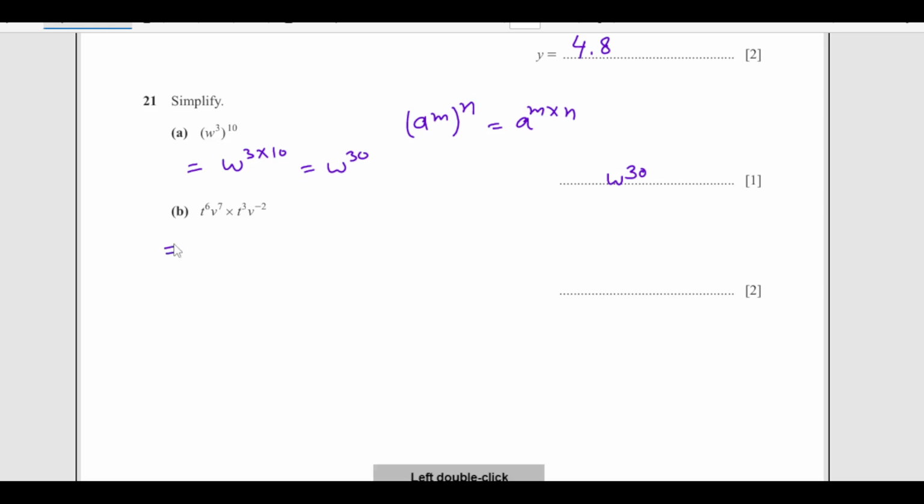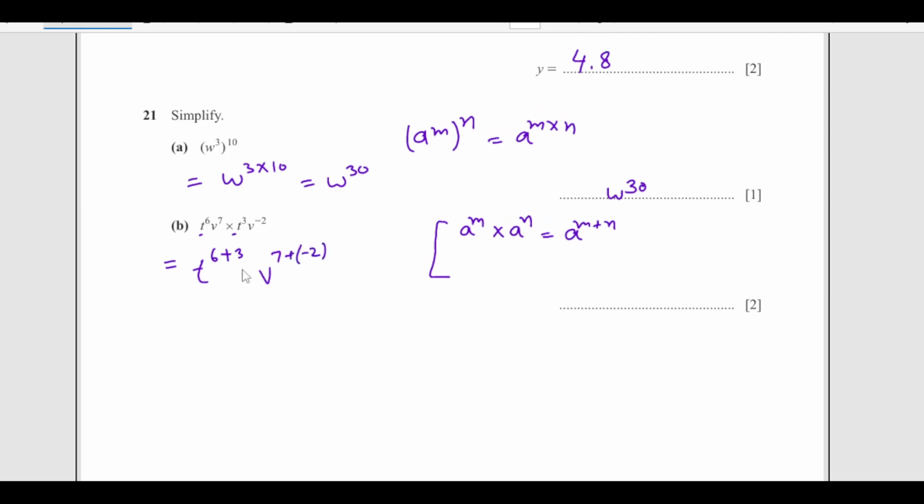Now, here we will use the formula again of the exponents. We have the formula, if we have a power m times a power n, base is same, powers different, then we add the powers, m plus n, right. So, then we have here, first we will see the t is 6 plus 3, okay. Then we have v 7, when you add this will be like this, okay. So, then we have here t power 9 and v power 5.